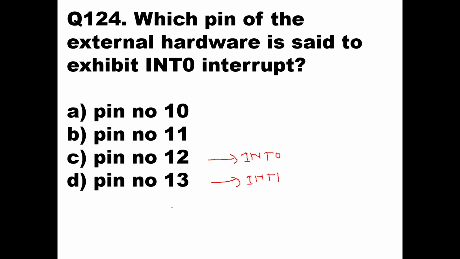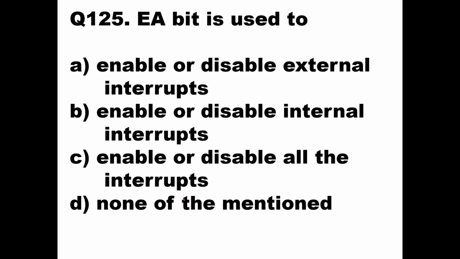Then you have pin number 14 and 15 as your timer 0 input and timer 1 input. So for this you have to remember the pin diagram, and for INT0 it is pin number 12. So here the option should be C, pin number 12. Then we'll go to the next question, that is question number 125.